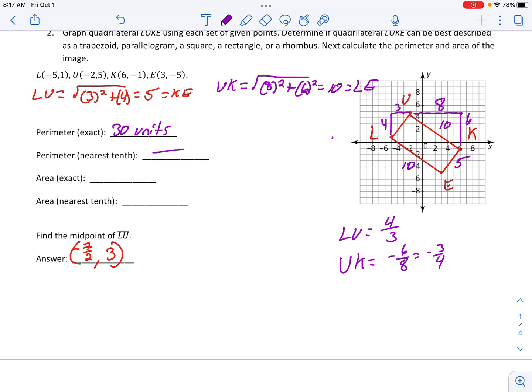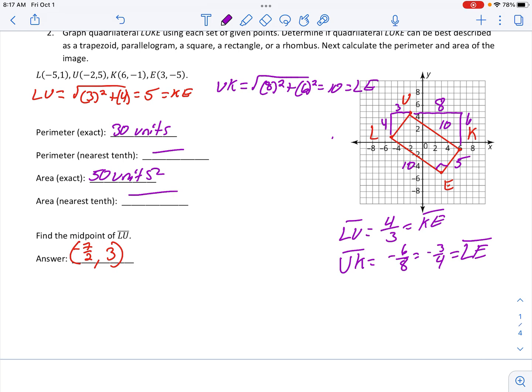Now I compare the other two sides, and I get the same slopes as that. LU, when I did that earlier, gets me that slope, and LE also gets me UK's same slope. So doing that earlier, I got myself a rectangle. Since I know we now have right angles, I can go ahead and do just this 10 times 5, gives me 50.